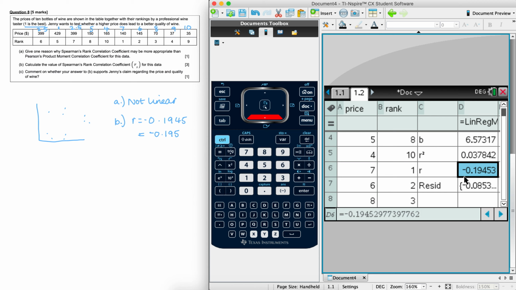And then for part C, comment on whether your answer supports the claim regarding the price and quality of wine. I would say it does not support it. Okay, it's a very weak correlation. And it's actually also negative correlation, so it's definitely not supporting the claim. So you would then need to write down that it does not support the claim and give a little reason about what that negative would mean. Okay, about the fact that it's actually, if anything, showing the opposite of that.